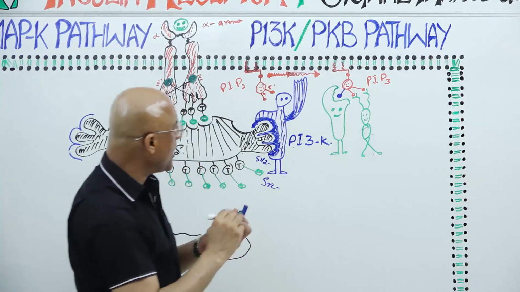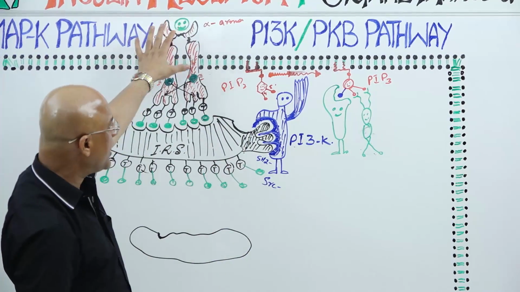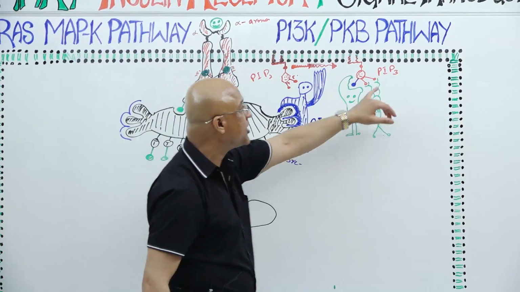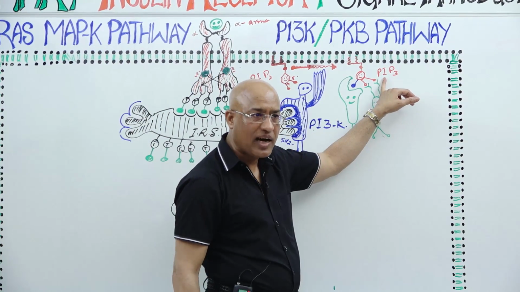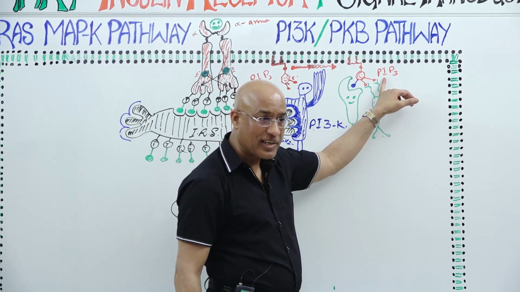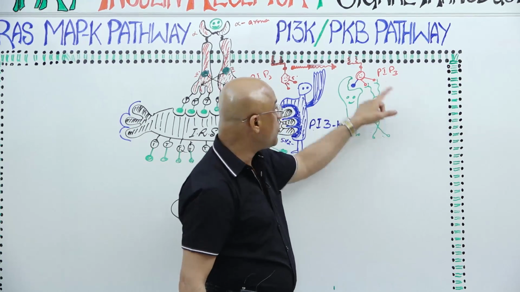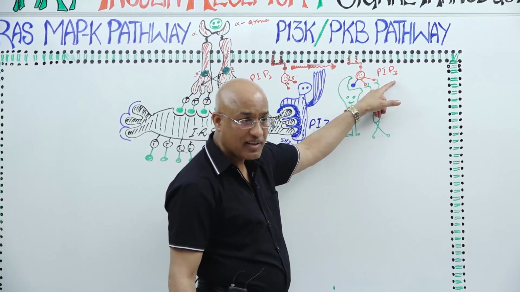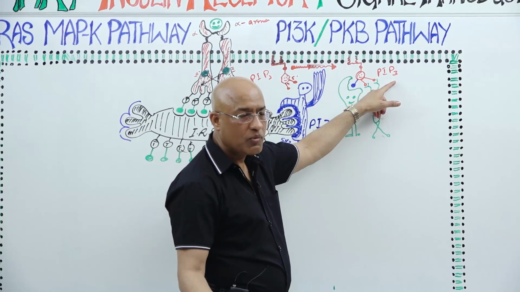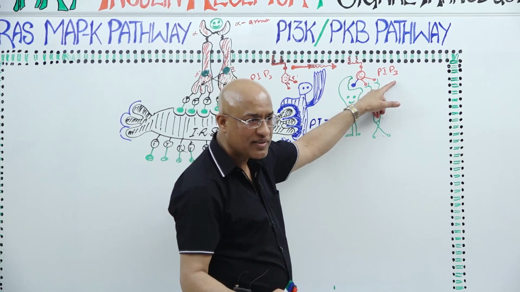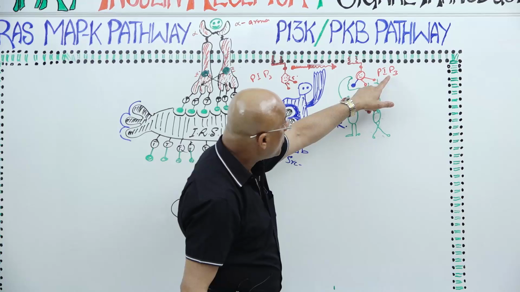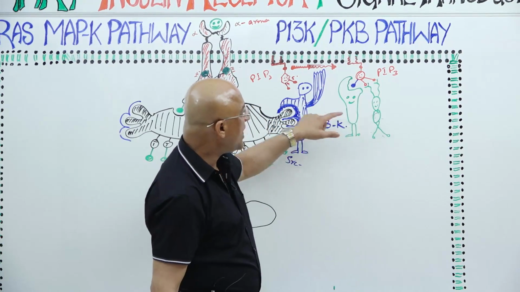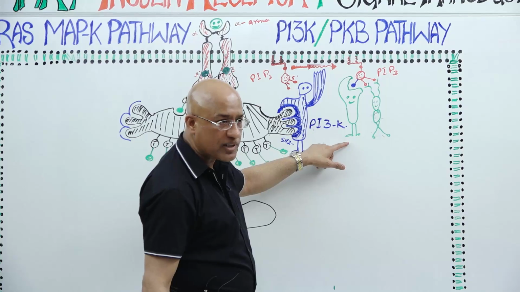Now what is happening now? Arrival of insulin and stimulation of its receptor through a molecular machinery has generated a lot of PIP3 in the cell membranes of the target cells, right? And once PIP3 is produced in the target cell, these target cells may be muscle cells, or adipocytes. Now what will happen is that PIP3 will attract two cytosolic proteins.